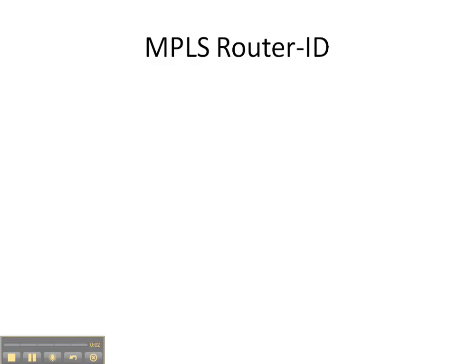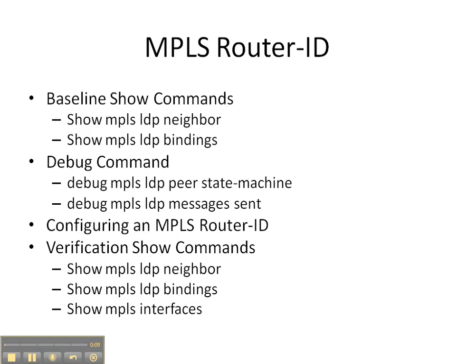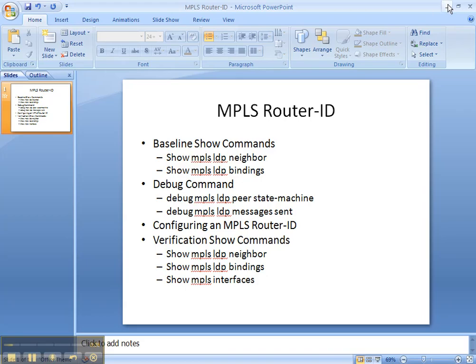All right, in this video cheat sheet, we're going to be configuring an MPLS router ID, or hard coding an MPLS router ID. We're going to start off with two baseline show commands of show MPLS LDP neighbor and bindings, and then enable two debug commands, debug MPLS LDP peer state machine and messages sent. And then we're going to configure an MPLS router ID. And then we're going to finish up with some verification show commands of show MPLS LDP neighbor and bindings and show MPLS interfaces.